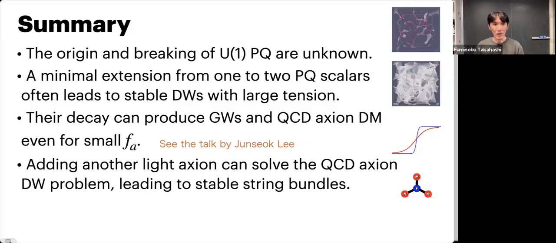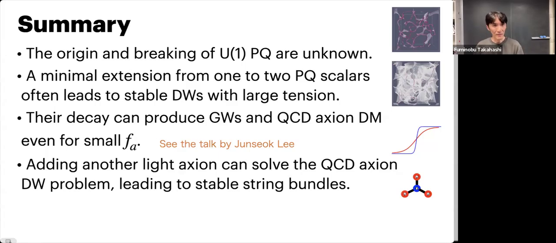Okay, so let me wrap up my talk. We considered topological defects in the multi-axion system, and the motivation is simply that we do not know anything about the PQ sector. We considered a minimal extension, namely two PQ scalars. And we found that depending on the anomaly coefficients, we are often left with a domain wall network instead of cosmic strings. So this drastically changes the cosmological evolution of the axion and topological defects.